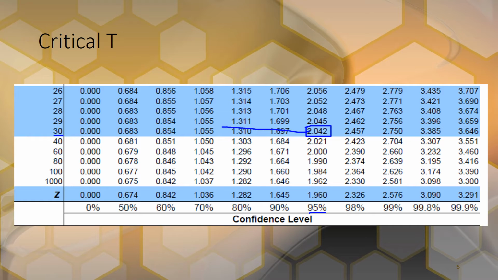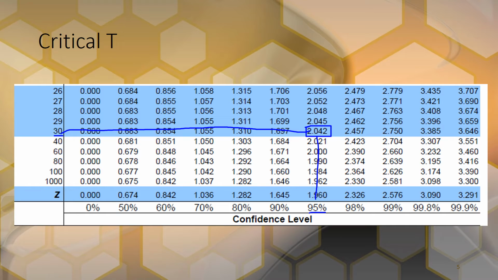So if we draw a line from there to there, you can see that it intersects at 2.042. So that would be the critical t we put in the formula for a 95% confidence interval when the population standard deviation is unknown and we have 30 degrees of freedom. Notice that the 2.042 is larger than you would have for a z-distribution. For a z-distribution, the critical z at 95% confidence is 1.96. So because that critical t is larger, our confidence interval is going to be slightly larger.